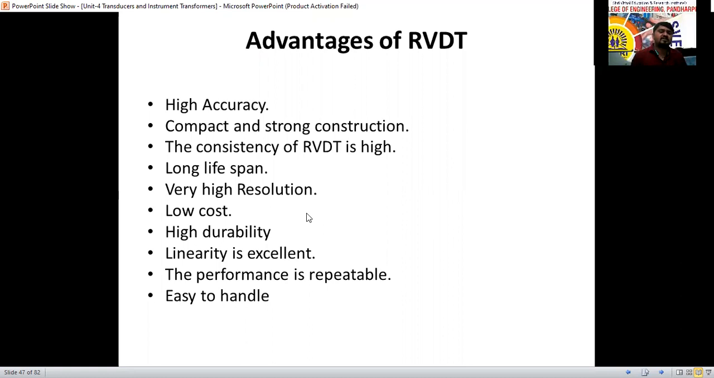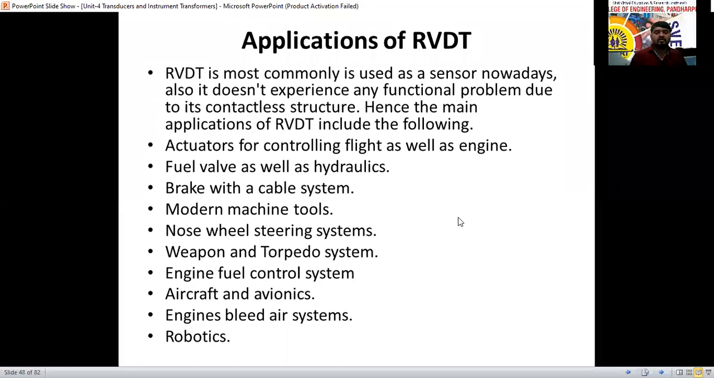So durability is high. Linearity is excellent here. Whatever the displacement is, the same output it is going to give. So it gives the output linearly as per the angular displacement. The performance is repeatable. Once a rotation is done, it will not stop over there. We call it repeatable, and it is easy to handle also.